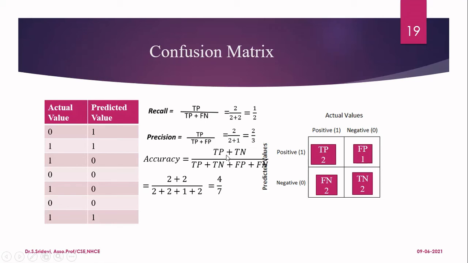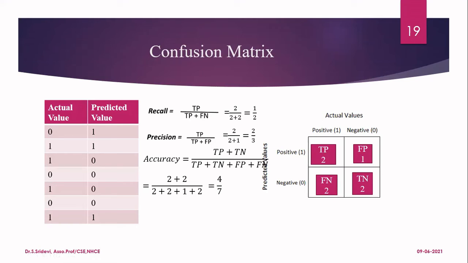And accuracy is TP plus TN divided by all the four values added together. So TP is 2, TN is 2. And if you add all the four values, you will get the total number of samples in your model you have taken for that. So 4 by 7, this is the accuracy. If you see this, the accuracy is not that good. It is nearing 50% only. Here, other terms are playing major roles.